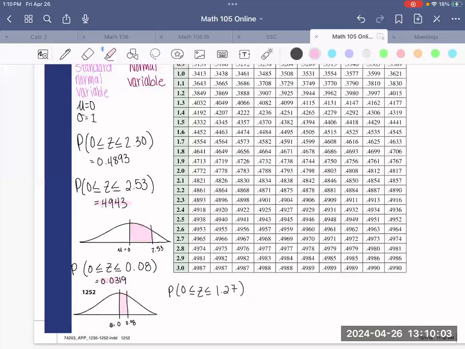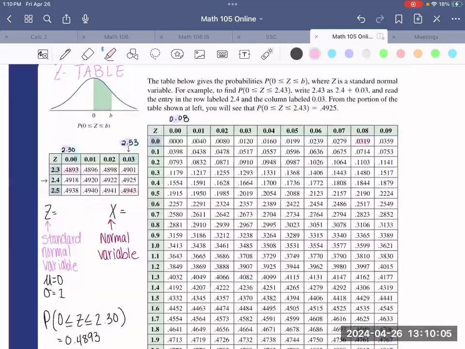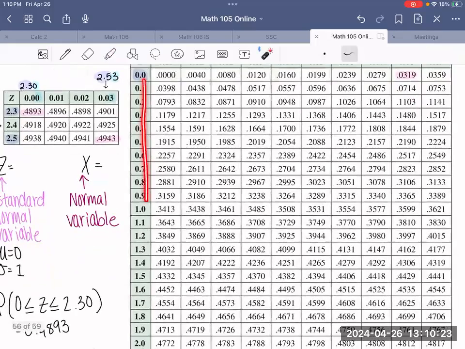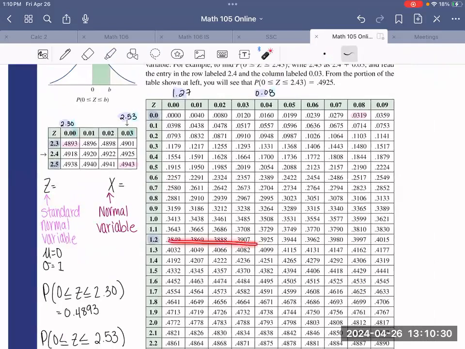So let's try it one more time with 0 to 1.27. So now our reference, we'll move this over a little bit, we said is 1.27. So let's start off with your first 2 digits, 1.2. We're going to trail all the way down until we see 1.2, which is right here. So we're going to be in this row.